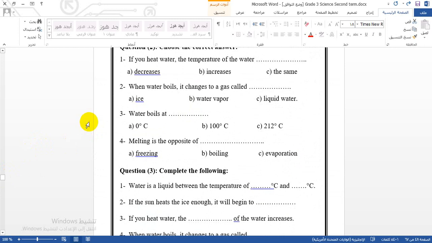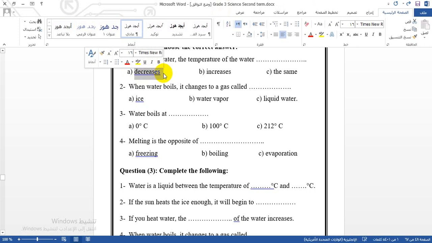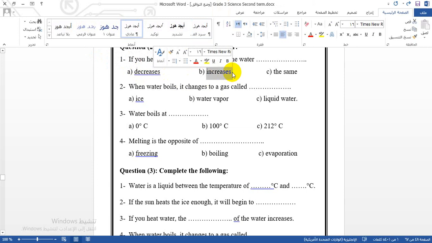Question number 2. If you heat water, the temperature of water starts to what? To decrease, increase, or stay the same? If you heat the water, what will happen to the temperature exactly? Decrease? Okay, it's starting to what? Increase. Okay guys, so we select letter B. Letter B means what? When you heat the water it starts to boil. For that reason, the temperature of the water starts to increase.